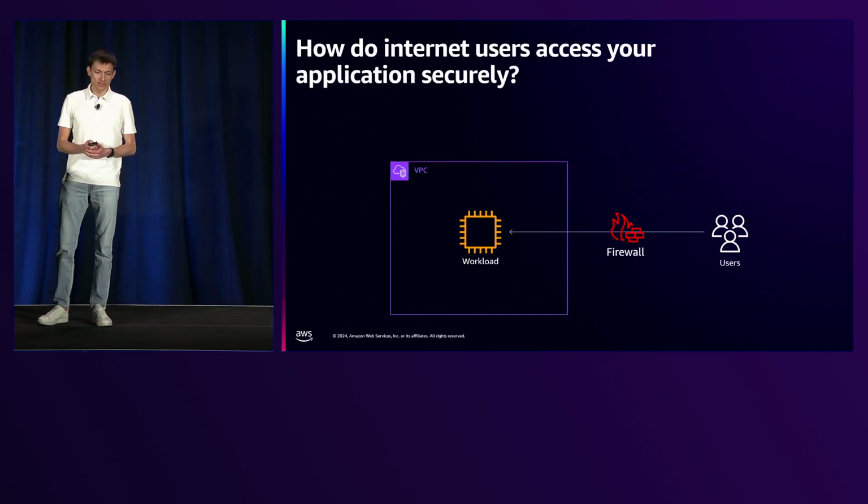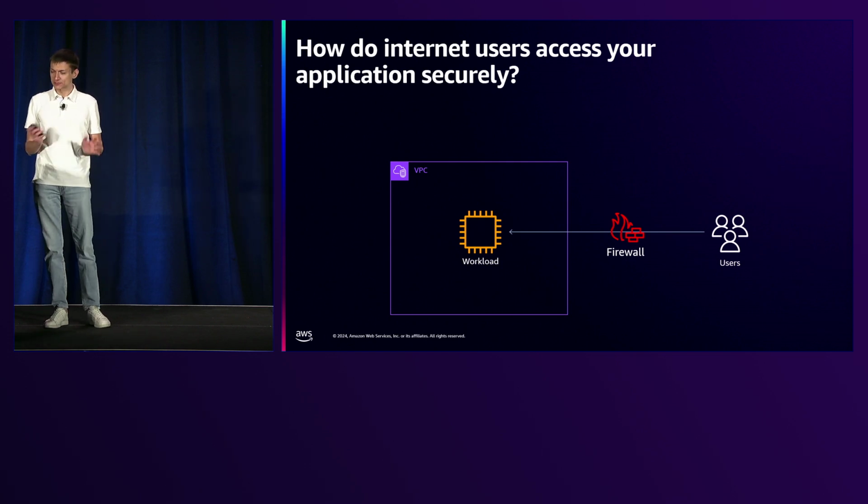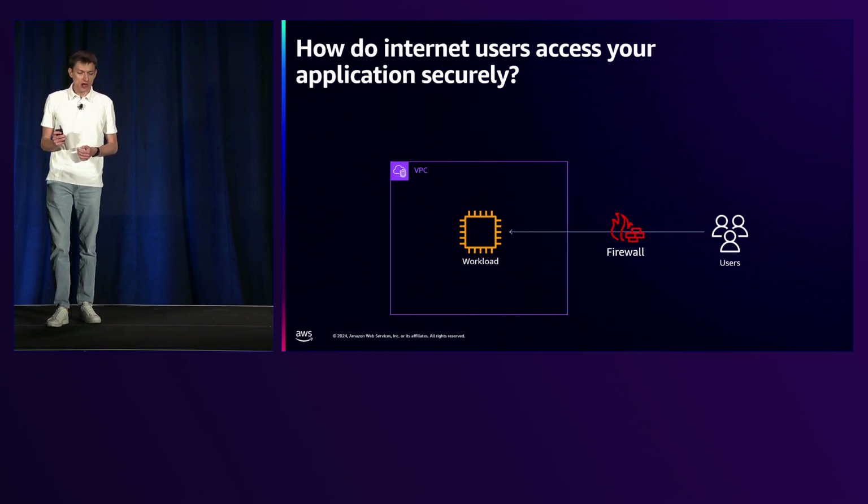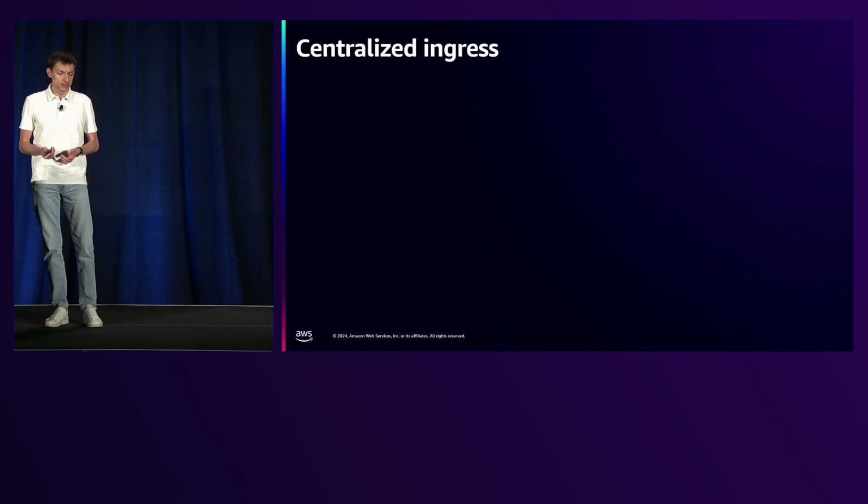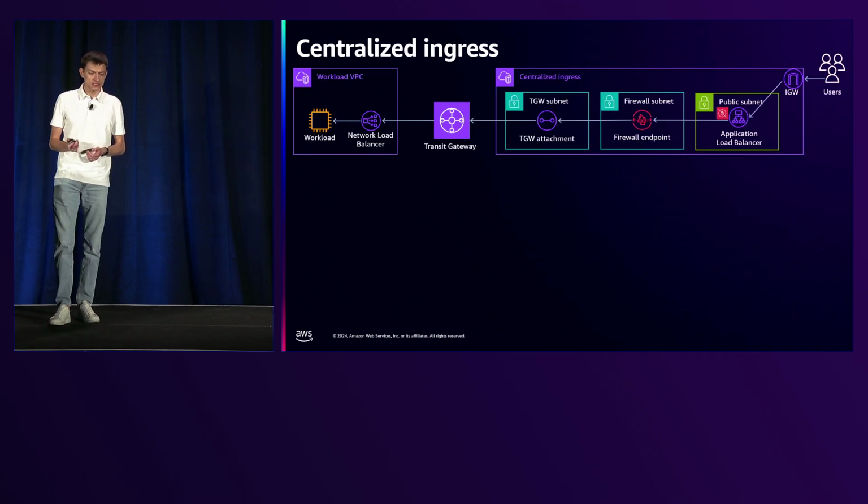OK, let's talk about ingress. And this is probably one of the most controversial topics we have. All right, so how do users access your application securely? You would probably want to have some kind of firewalling capabilities there. All right, so the first pattern is centralized ingress.